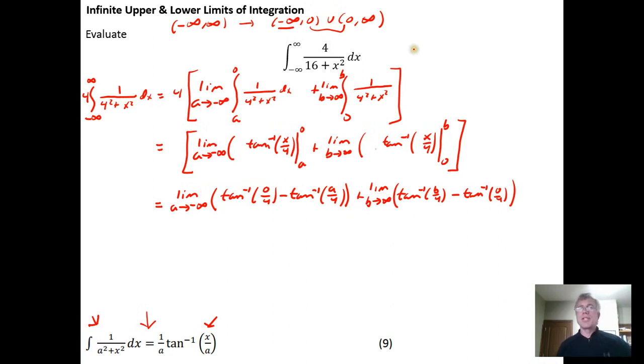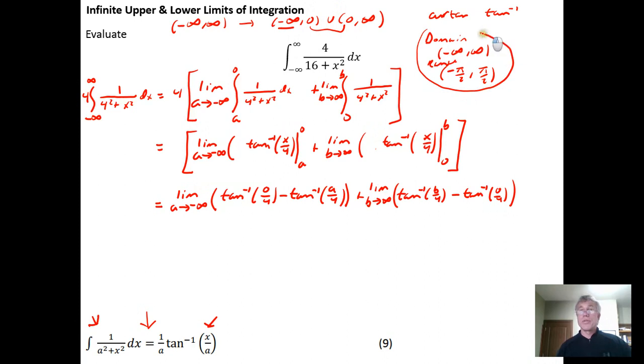Remember, in a previous video in this sequence of improper integral videos we did a limit involving the arctan. What we learned about the arctan function, which is the same as the tangent inverse function, is that the domain goes from negative infinity to infinity, and the range goes from negative pi over 2 to pi over 2. As the inputs approach infinity, the outputs approach pi over 2, and as the inputs approach negative infinity, the outputs approach negative pi over 2. This was a result from trigonometry class.